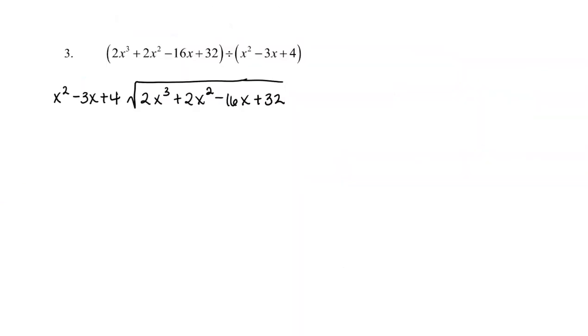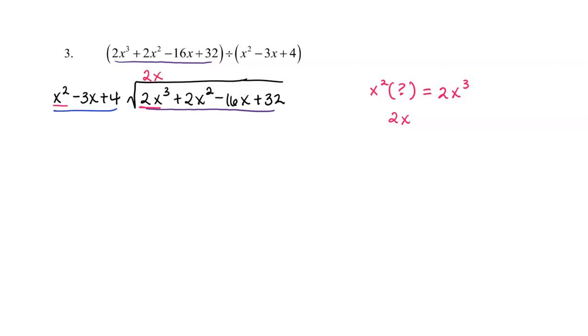We start off by putting our divisor of x squared minus 3x plus 4 on the outside of our division and our dividend of 2x cubed plus 2x squared minus 16x plus 32 on the inside. We begin by looking at leading terms, which are x squared and 2x cubed. We ask ourselves, what does x squared need to be multiplied by in order to get 2x cubed? And the answer is 2x.